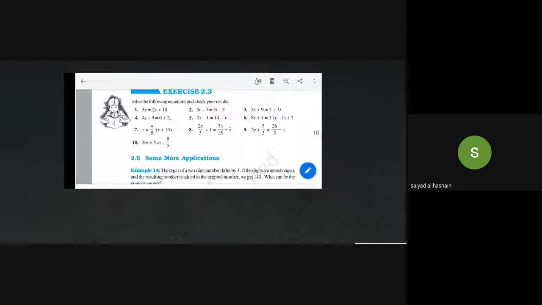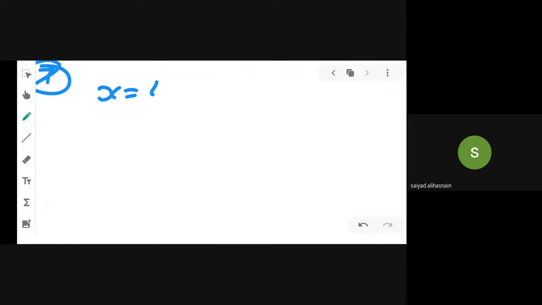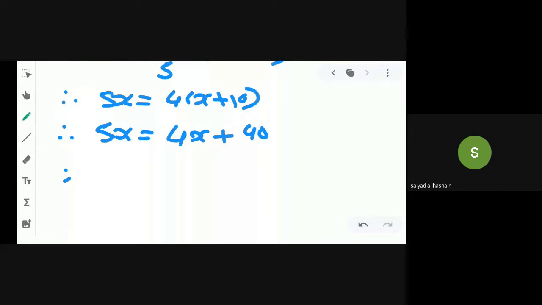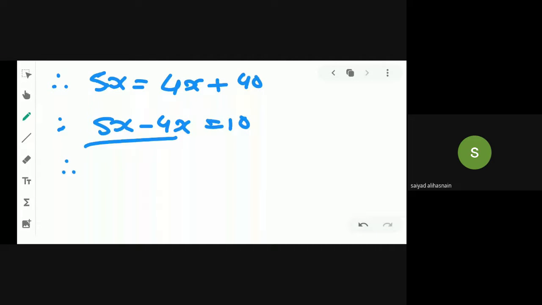x is equal to 4 by 5 in bracket x plus 10. First we multiply this 5 to the left hand side and this 4 to this bracket. First we are doing multiplication. So x into 5, 5x is equal to 4 in bracket x plus 10. Now multiply the bracket with 4. So it means 4x plus 4 times 10 is 40. So we get 5x minus 4x is equal to 10. Means 5x minus 4x, x is equal to 10 we get.